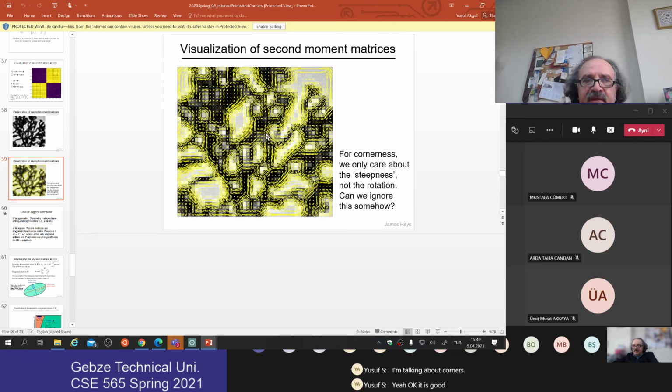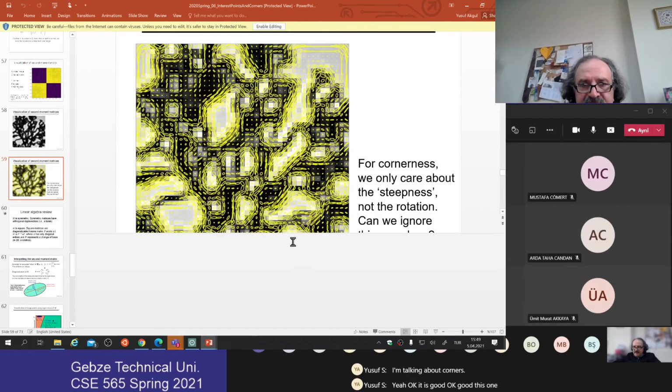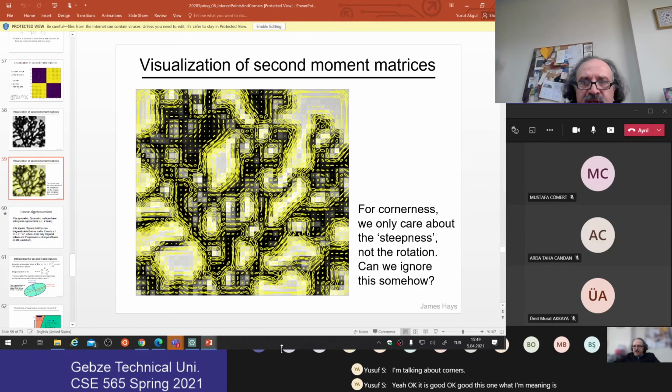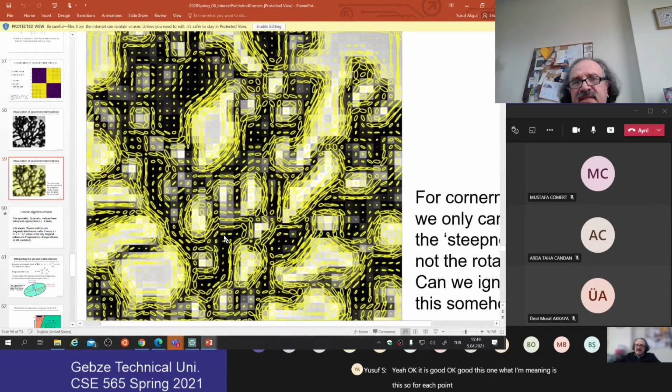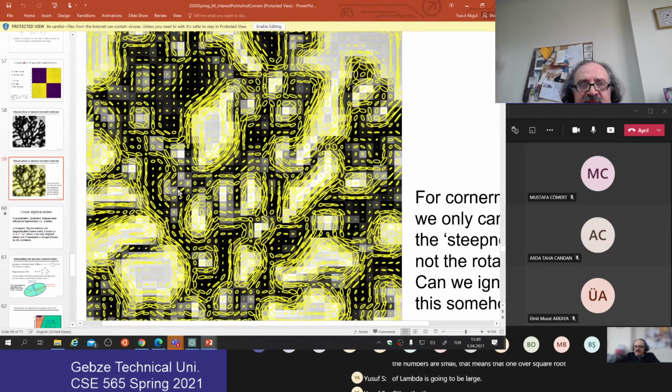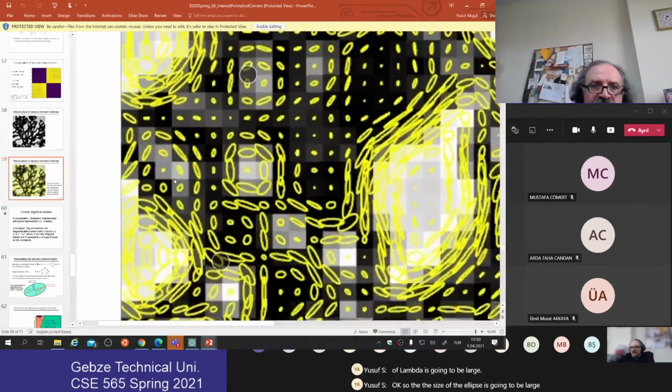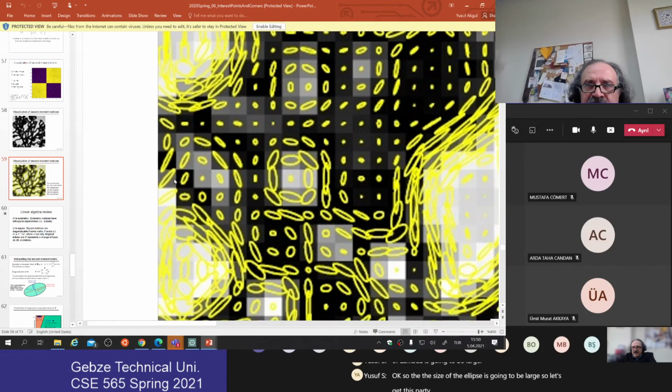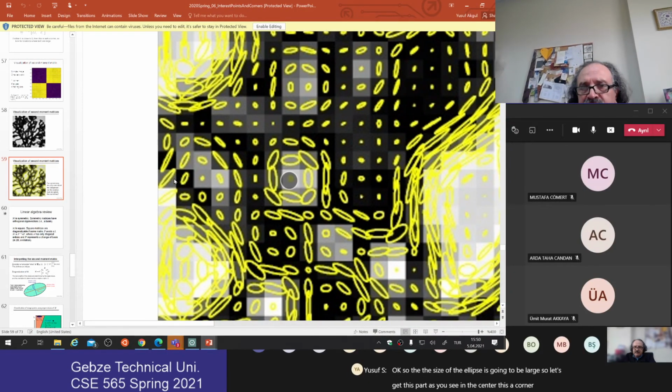Okay, good. This one. What I mean is this. For each point, they run this one, C. Remember, while calculating C, I have 2 lambdas. If the lambdas are small, that means that 1 over square root of lambda is going to be large, so the size of the ellipse is going to be large. Let's look at this part. As you see, in the center, this is a corner point. So lambdas are large, the ellipse has to be small, and it's circular.